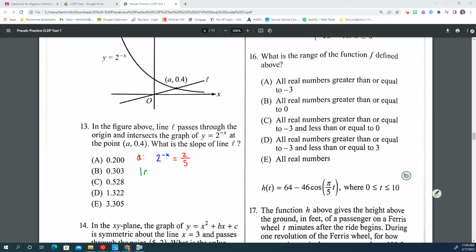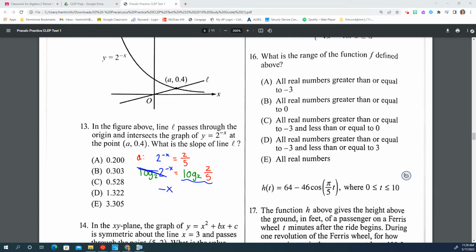I got to take log base 2 of both sides. Do you guys remember this? No? Okay. Then they cancel out. Yup, these are inverse operations. These undo each other. I'd be left with negative x. This you can type in your calculator.